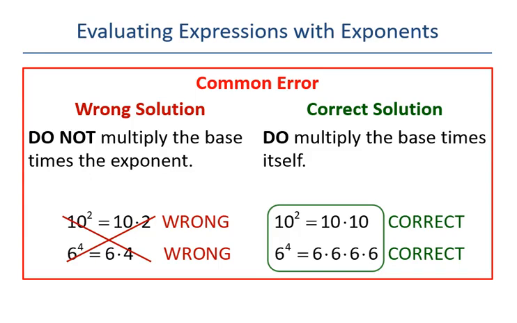Okay, let's come in here. Common error. Do not multiply the base times the exponent. Okay, 10 to the power of 2 does not mean 10 times 2. Okay, 10 to the power of 2 is 10 times 10. So look for that. Okay, if you got that little superscript up there, that's what we're looking for.